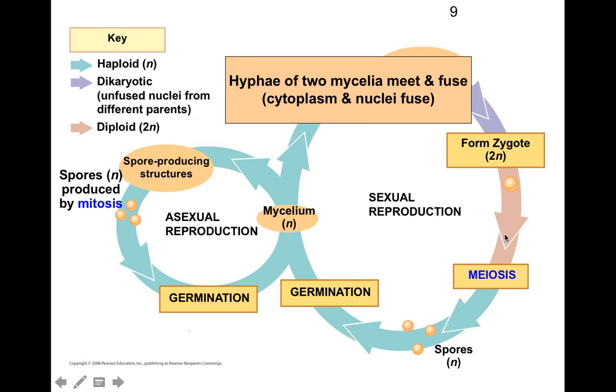It can exist, in some fungi, as a diploid form for a while, or this zygote might immediately undergo meiosis to produce haploid spores, which will then be dispersed out into the environment, and grow via mitosis into additional mycelia. Okay? So this is the very generalized view of a fungal life cycle, and this is all I expect you to know in terms of life cycle.